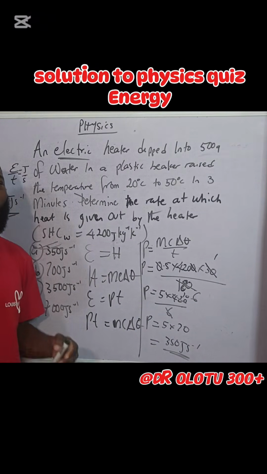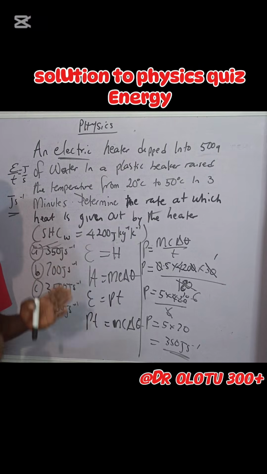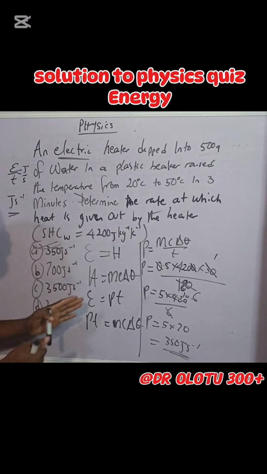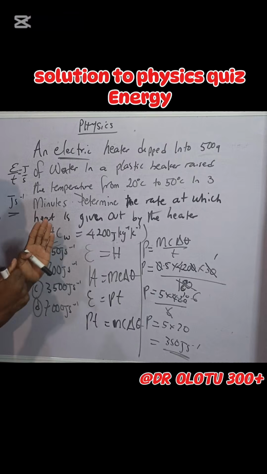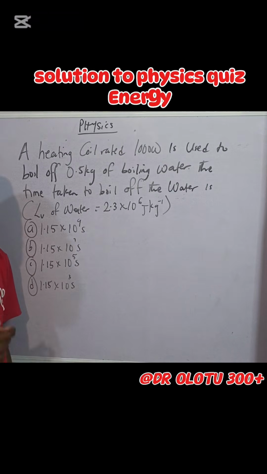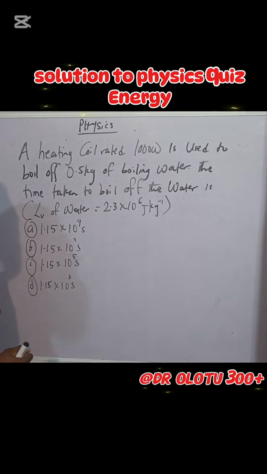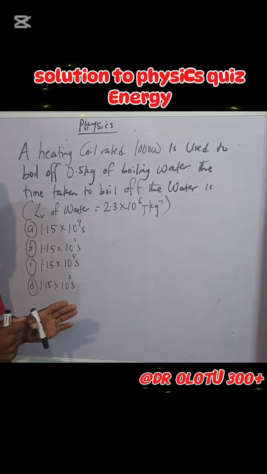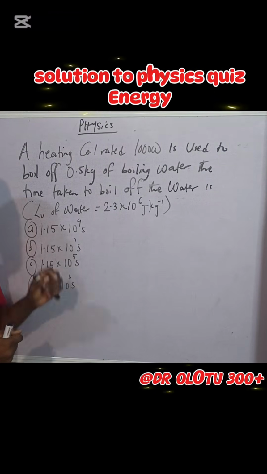Not all questions you have to waste your time in the exam solving. There are some formulas you have to know. When you see the question, you just know automatically that this is the formula that works. So in this second instance, we do not have the specific heat capacity of water, that was not given in the question because we don't need it. What we need in this case now is the latent heat of vaporization of water.